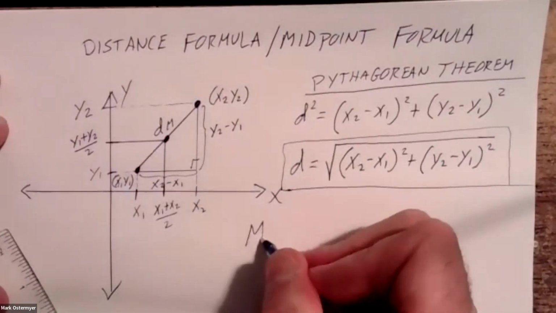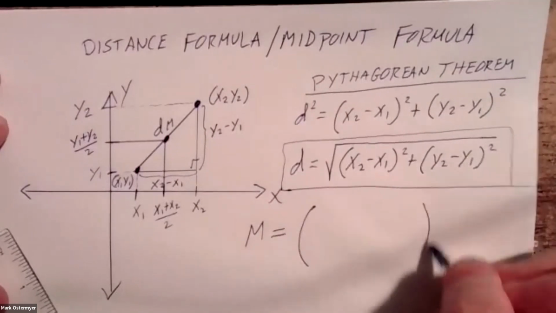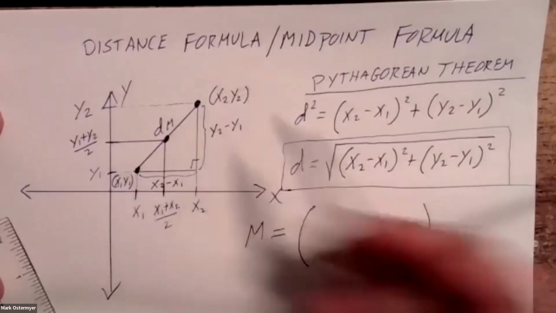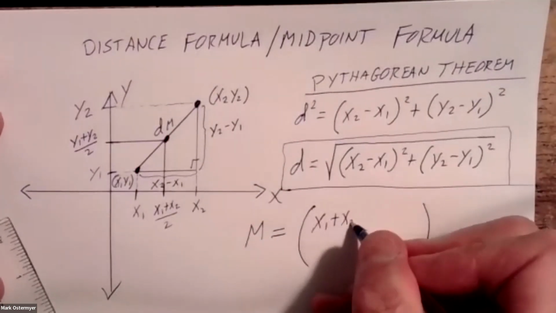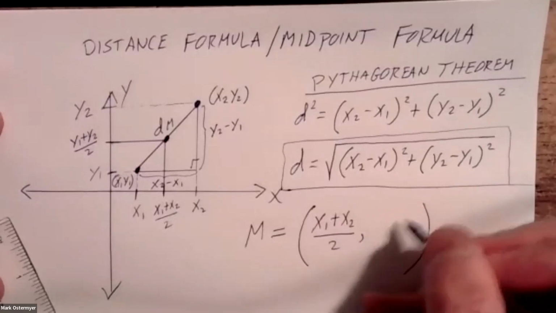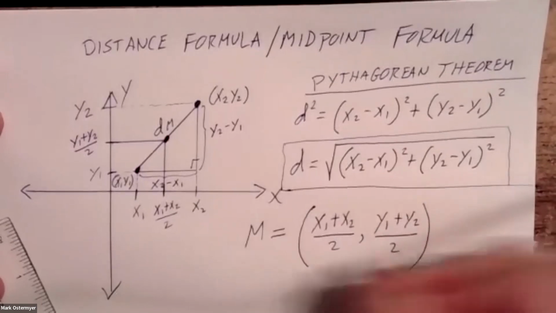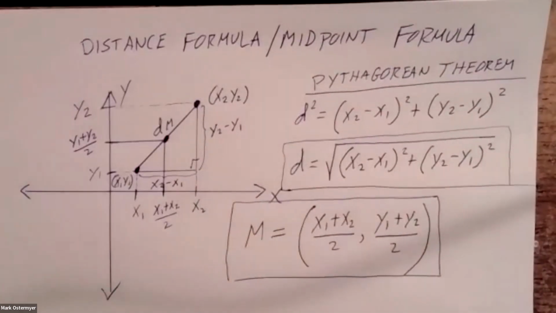Therefore, our midpoint formula, M for midpoint, to find the midpoint between any 2 points in the plane, 2 unique points, the x coordinate will just be the average of the x coordinates of the 2 endpoints, and the y coordinate is going to be the average of the y coordinates of the 2 endpoints. This is called the midpoint formula. Any questions how we derive either the distance or the midpoint formula?